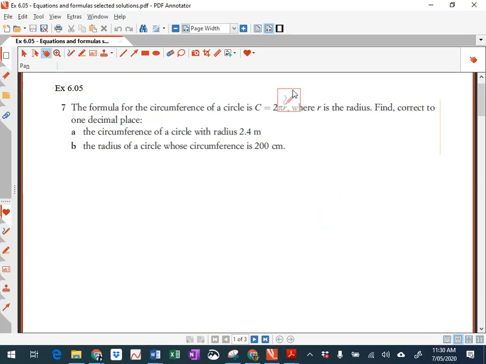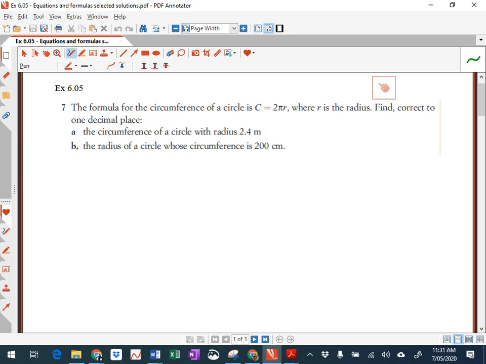Okay, year 10. We're going to look at some questions from exercise 605. After checking your homework, I could see that most of you had trouble with the second part of the question in the exercise, which involves solving an equation. So let's have a look.